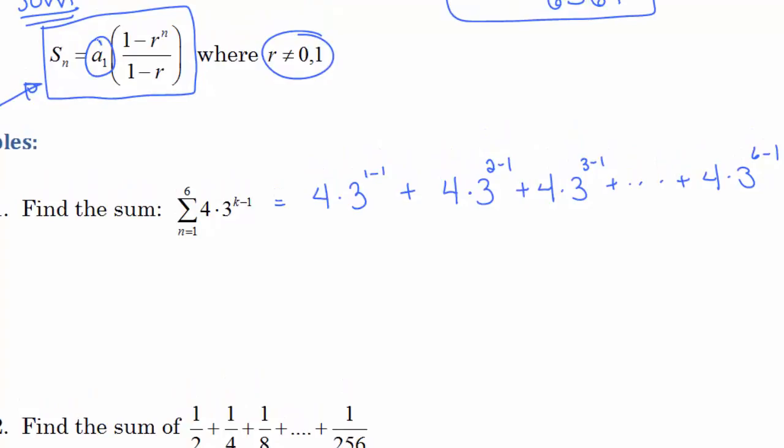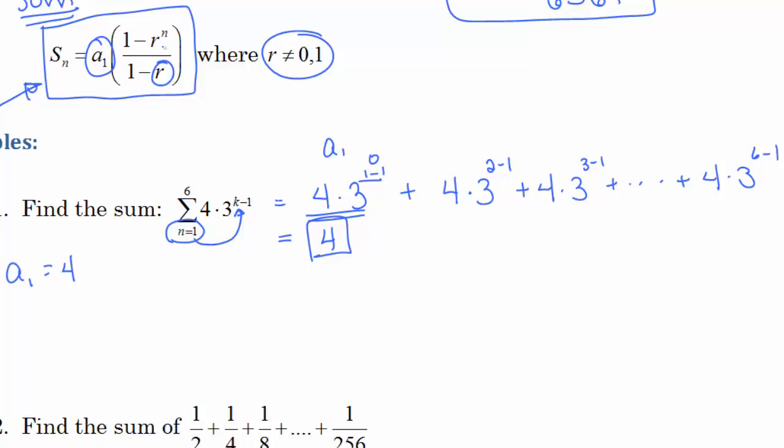How am I going to get the first term? Well, the first term is by plugging in 1 for k here. So this is my first term. So this is going to be 0. So that's going to be 1. So my first term is 4. What's the next thing I need to know? I need to know r.